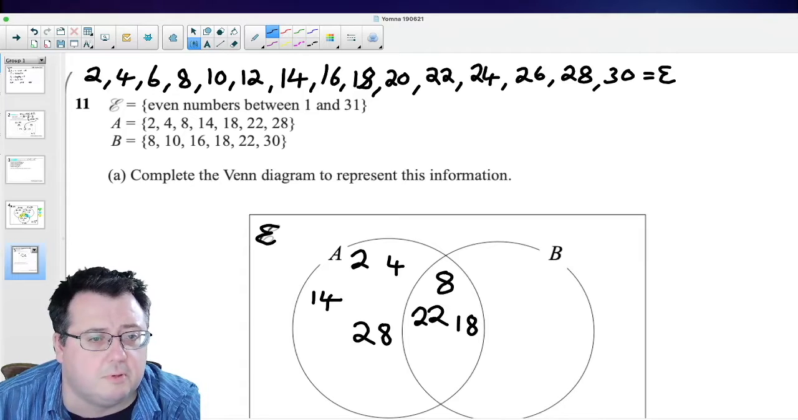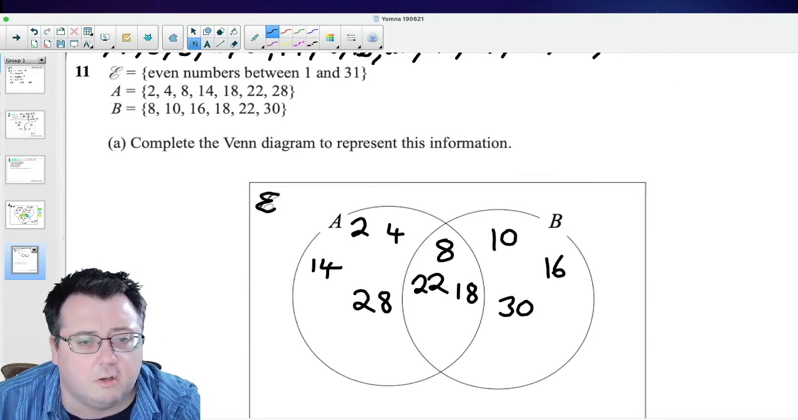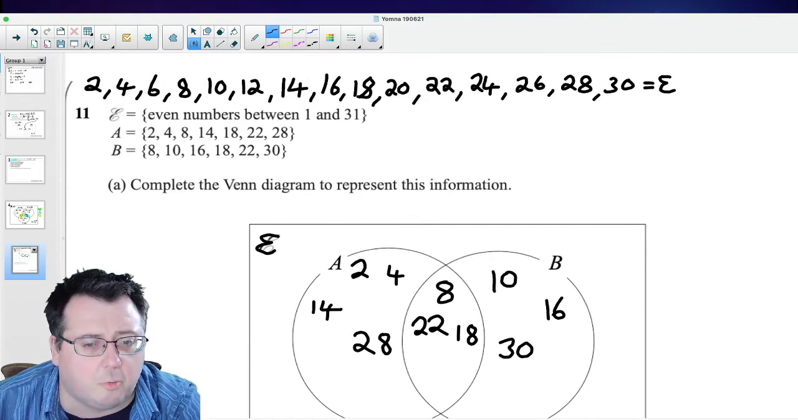Then for B, 8, 10, 16, 18, 22, 30. Well, we need to put in the other numbers. So 10 will go into B. 16 will go into B. 30 will go into B. Have we got any more? No, that's it. Okay? So we're not quite done.